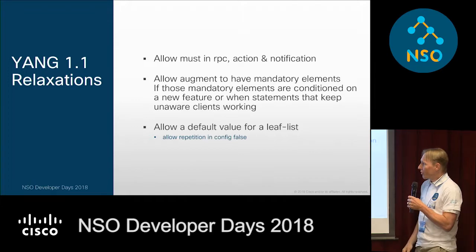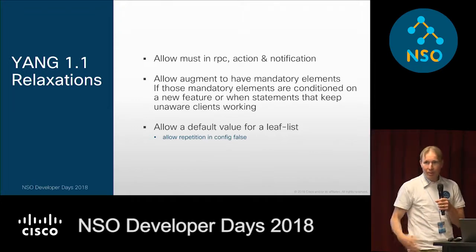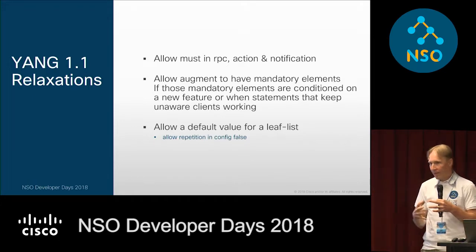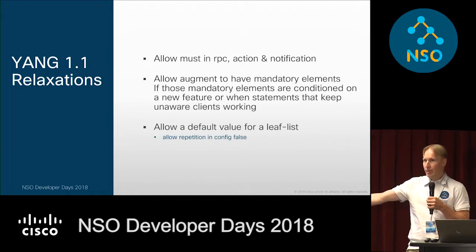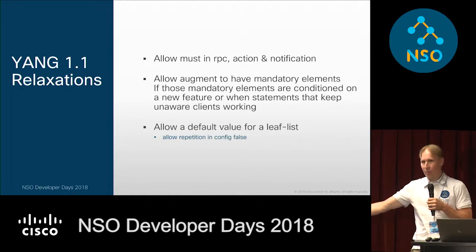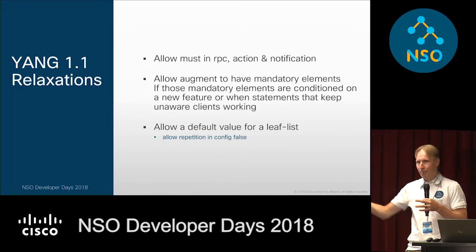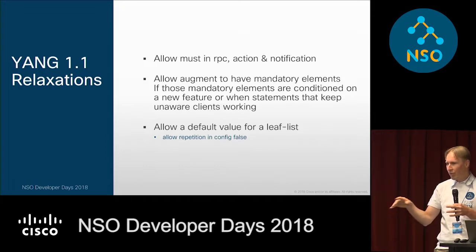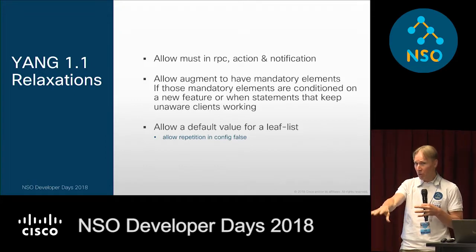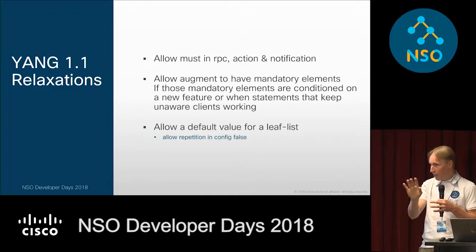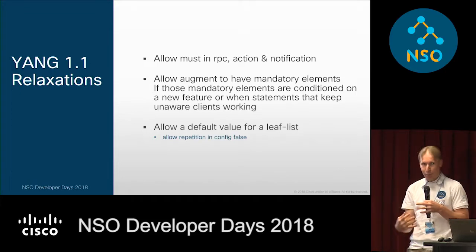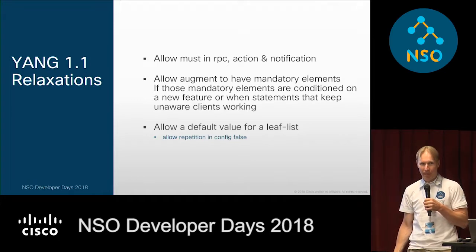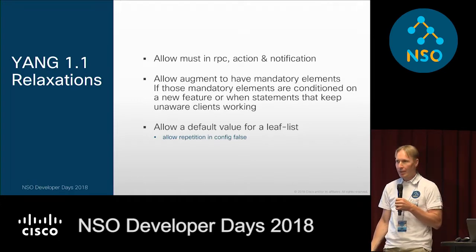In Yang 1.0, when you augment things, basically one module adds stuff to another module, those things that it is adding must never be mandatory. Why not? A lot of people want to add mandatory things. But the problem with that is that whoever implements the first module, the original module, without knowing anything about your addition, they will break if you add mandatory stuff to the model. So you're not being backwards compatible if you're adding mandatory stuff.